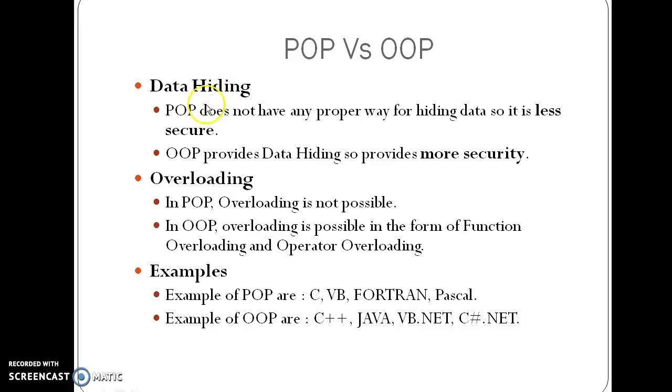Data hiding is the next parameter. Procedure oriented programming does not have any proper way of hiding the data, so it is less secure, and as compared to it, object oriented programming provides data hiding. So I think it's more secure, or the security of the applications can be provided in object oriented programming. As we know, we have the private access specifier, which is used for this data hiding purpose. Implementation can be hidden.